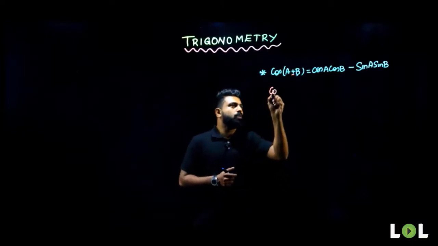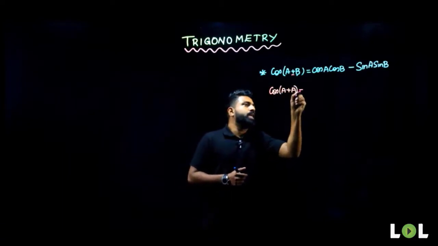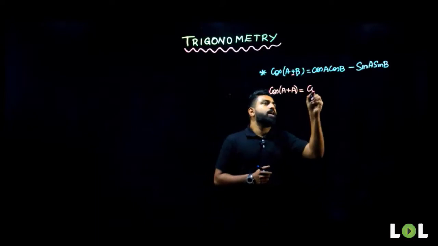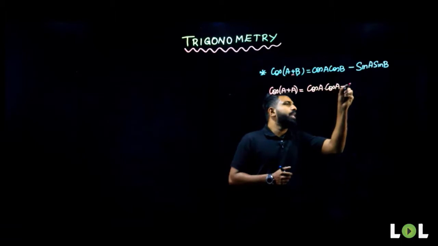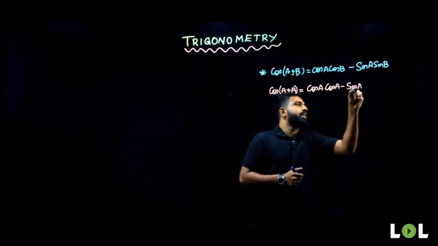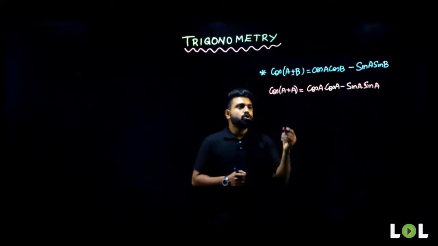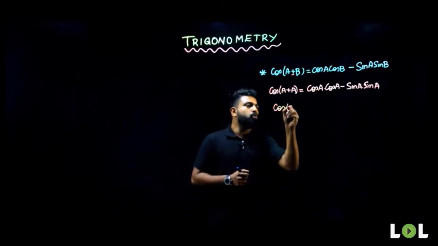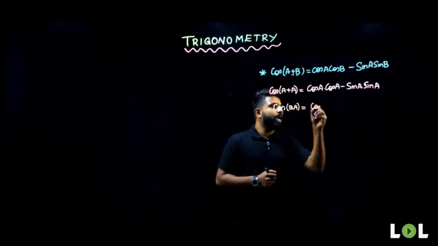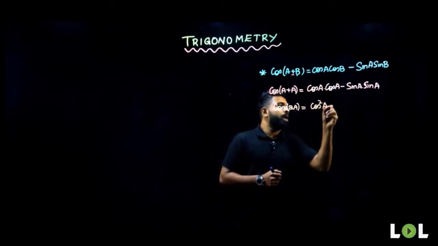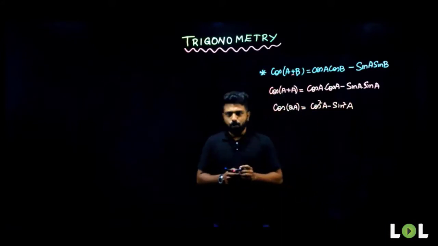So what will I be getting? Cos of a plus a will be equal to cos a into cos a minus sin a into sin a. So what will I be left with? Cos of 2a will be equal to cos square a minus sin square a. This is one of the important formulas.